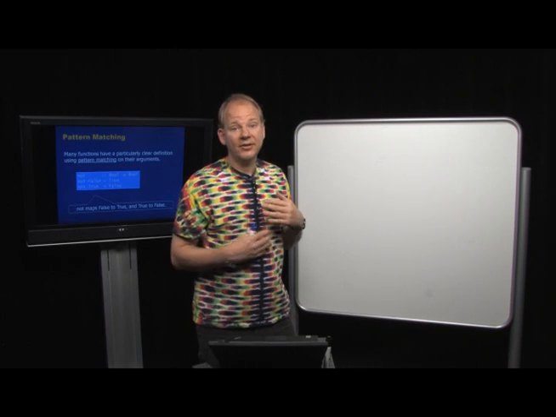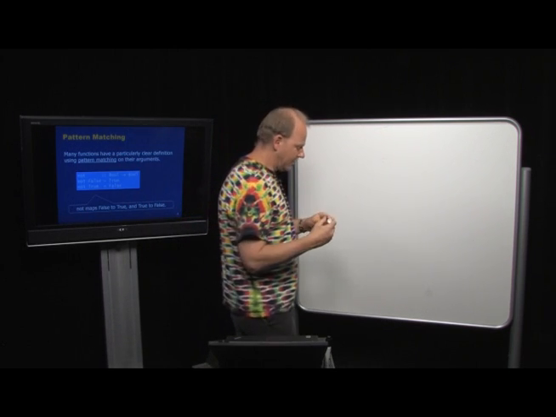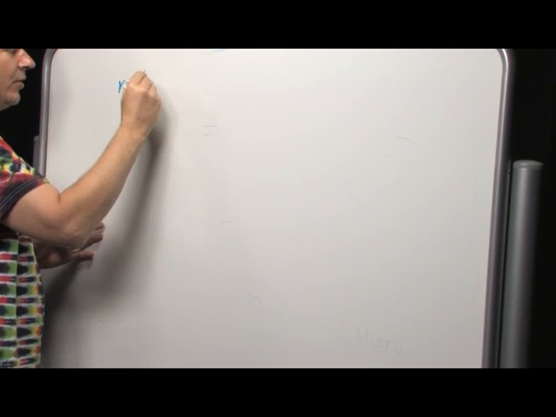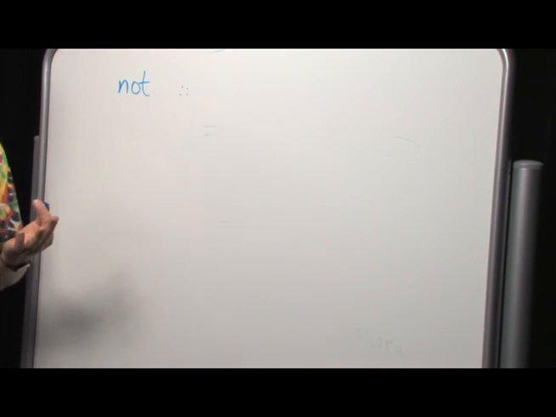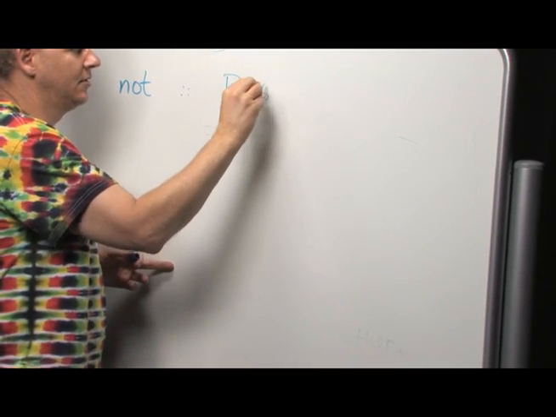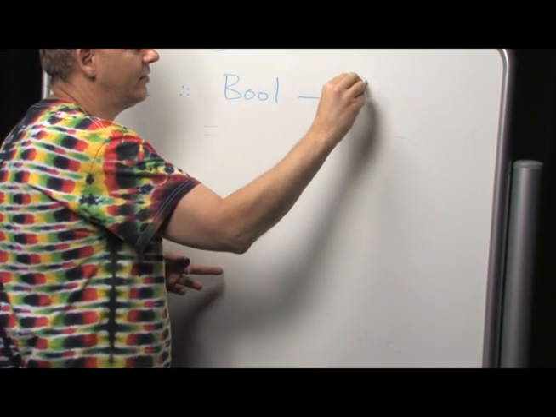So let's look at the example here where we define not. That's a simple function on Booleans. So the type of not, well, it's a function that takes a bool and returns a bool.